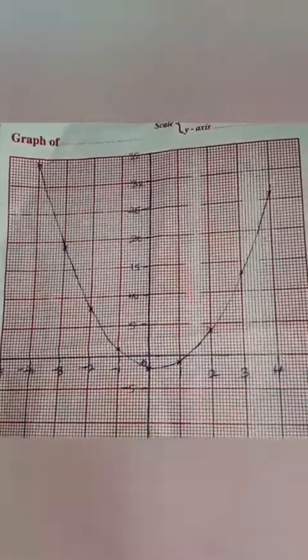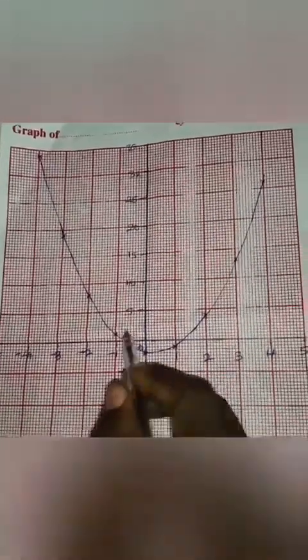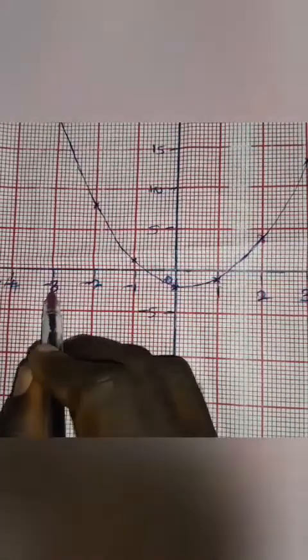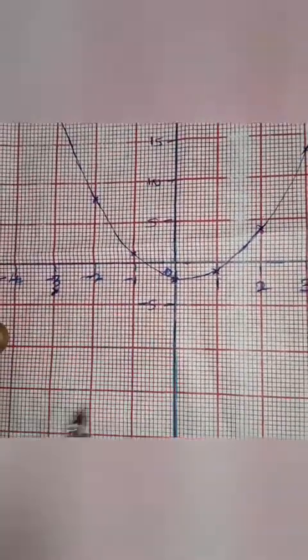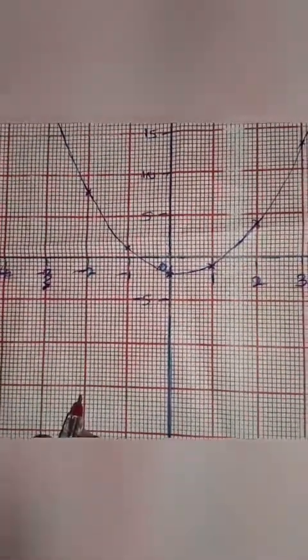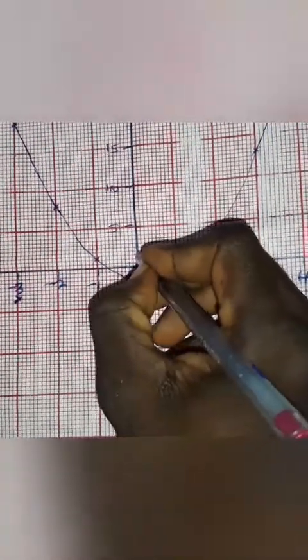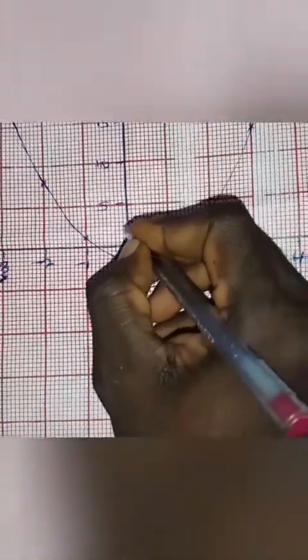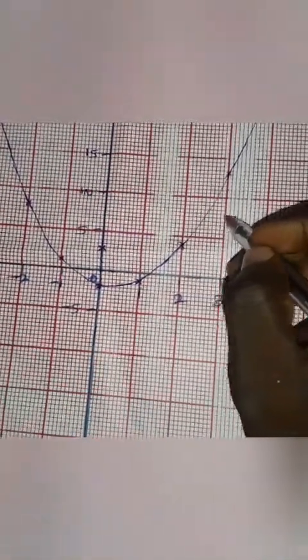So I'm going to plot when x is minus 3, y is minus 3. So I'll come to this place. When x is minus 3, I count from here: 1, 2, 3, minus 3. I put a cross here. Then when x is 0, y is 3. So when x is 0, I count 1, 2, and 3, and I put a dot here. Then finally when x is 3, y is 9. So this is 2 places from here, this is 9.